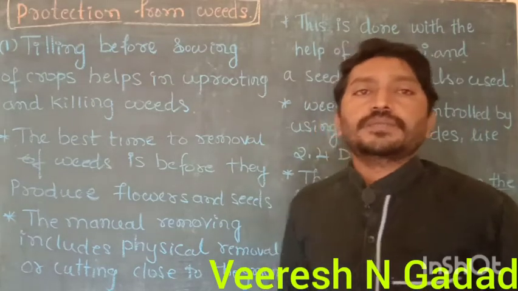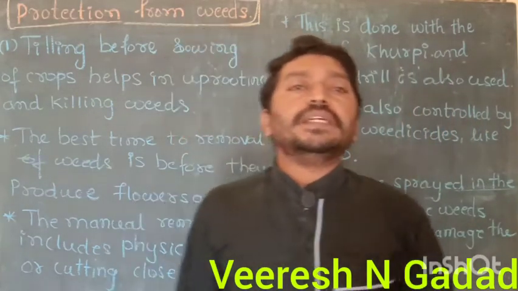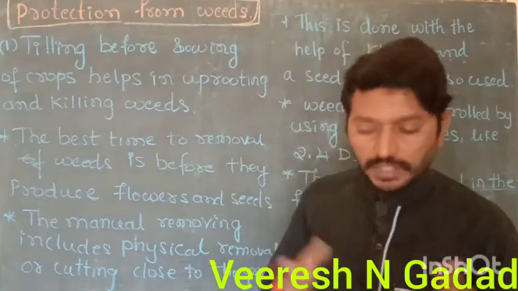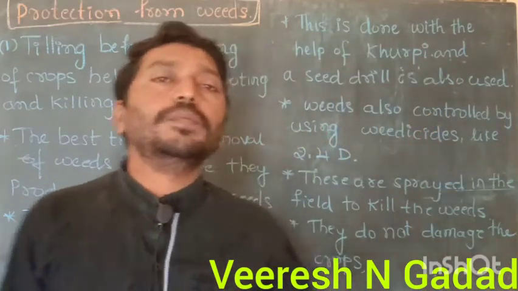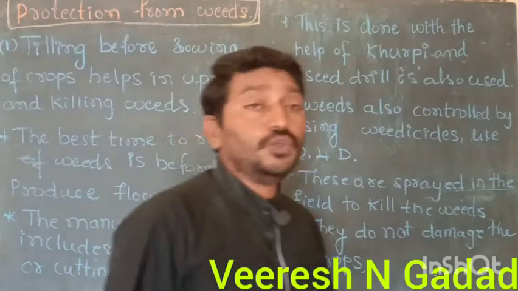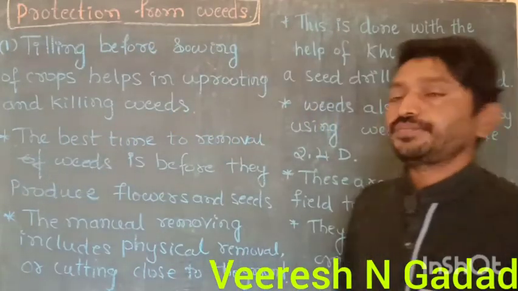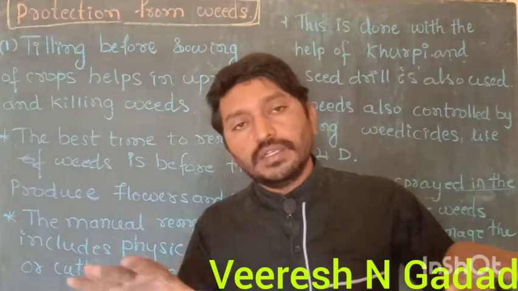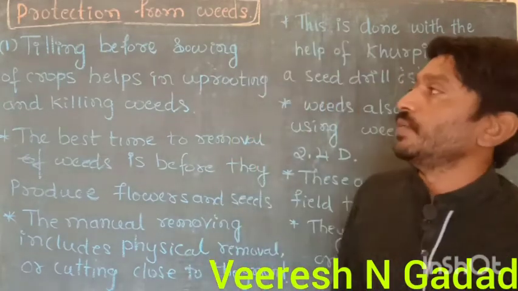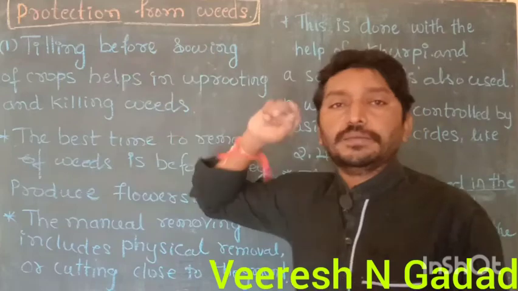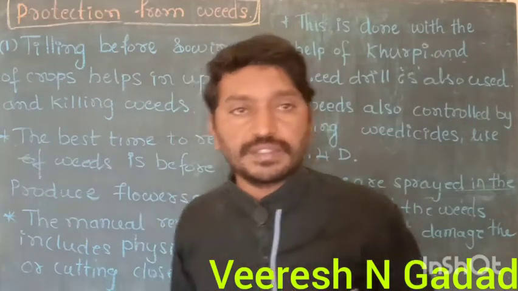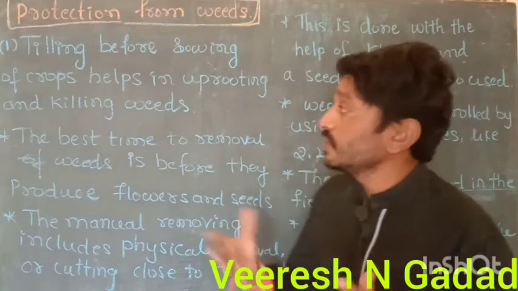Dear students, the farmers have adopted some techniques, some methods, to remove weeds from the crop or the plants. What are those methods? We have to stop or kill the weeds, or stop the growth of the weeds. The first method is tilling. Tilling before sowing seeds.